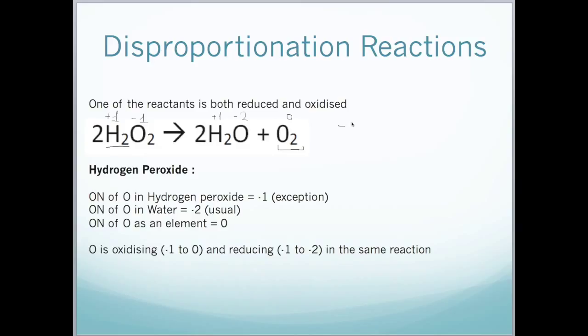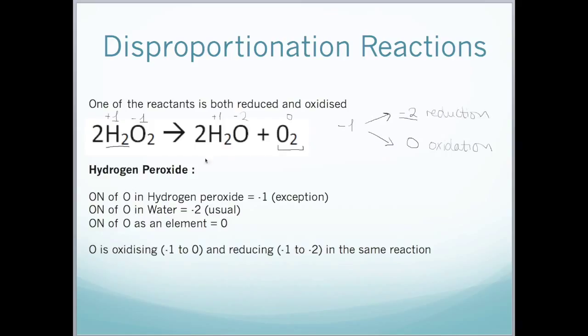Oxygen originally started as -1 and it has gone in one way down to -2, and in the other way it has gone up to 0. There's an increase in the oxidation number. We have oxidation, which happens here, and if there is a decrease in the oxidation number, there is a reduction.